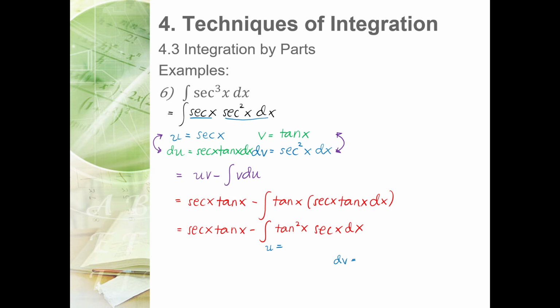Murag lisod na sad, no? So let's say we're going to put tangent squared here. So we cannot integrate fully tangent squared because there's no formula for that one, unless we go very basic. So we don't have also an integral for secant x, di ba?